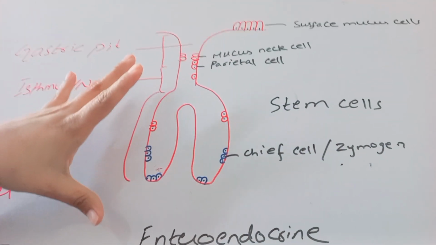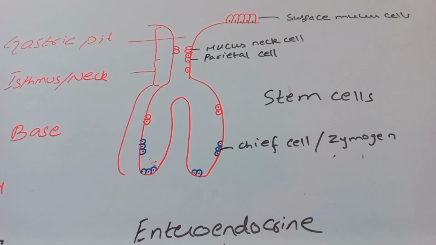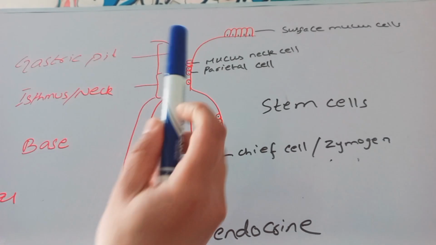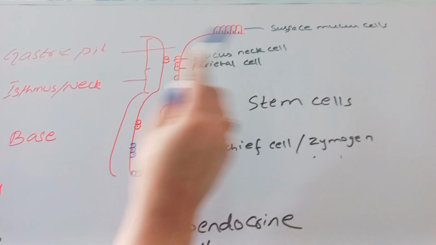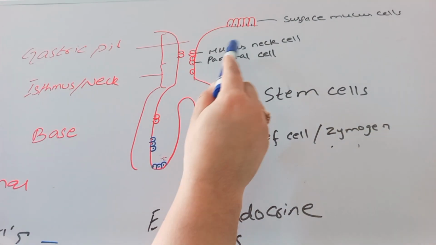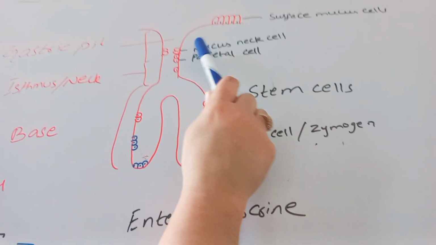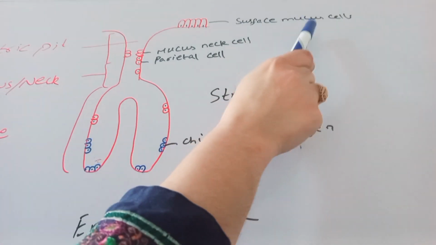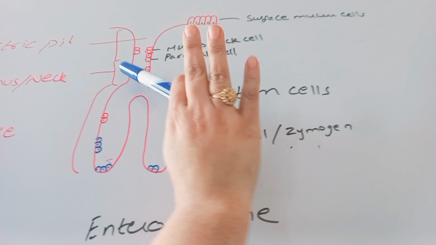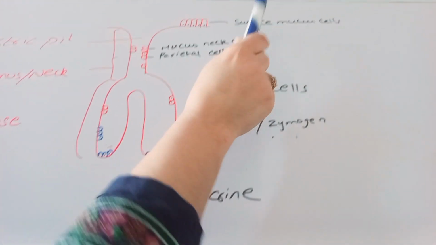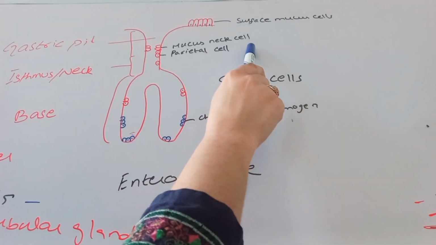So the gastric gland consists of different types of cells. Number one are the mucous neck cells, which you will find in the neck region. These mucous neck cells produce mucus just like that of the surface mucous cells. But there are some differences between the surface mucous cells and the mucous neck cells.